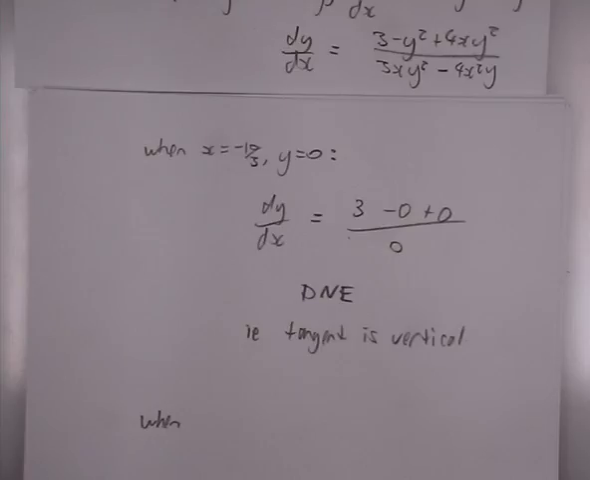Yes? How is it possible for the derivative to be defined, say, at both x and y equals 1, when x and y equal 1 aren't on that curve? The formula of 3 minus y squared plus 4xy squared on 3xy squared minus 4x squared y is perfectly well defined for many x's and y's, but it doesn't represent the derivative of that curve for a lot of points.